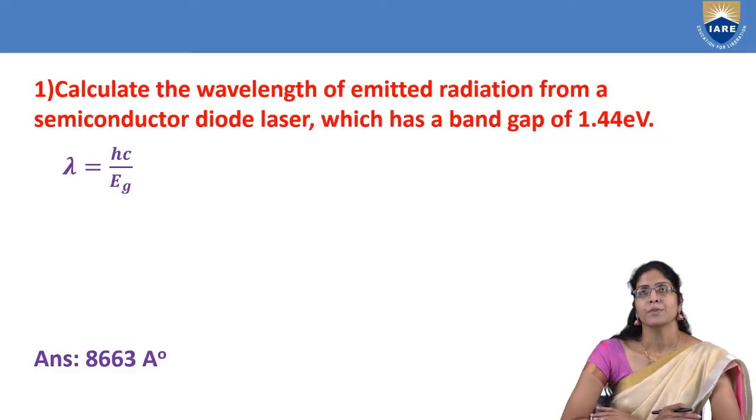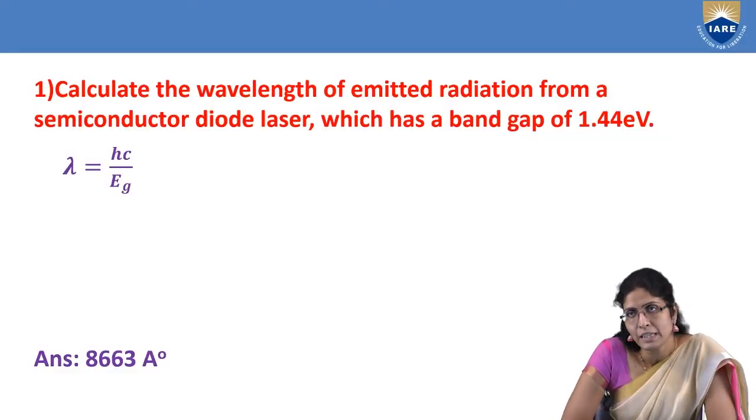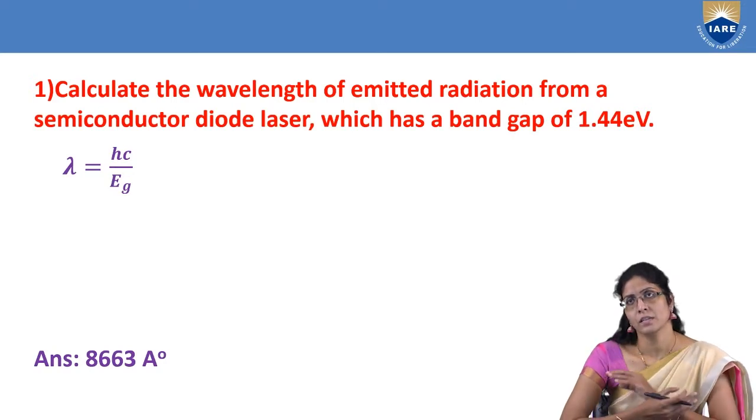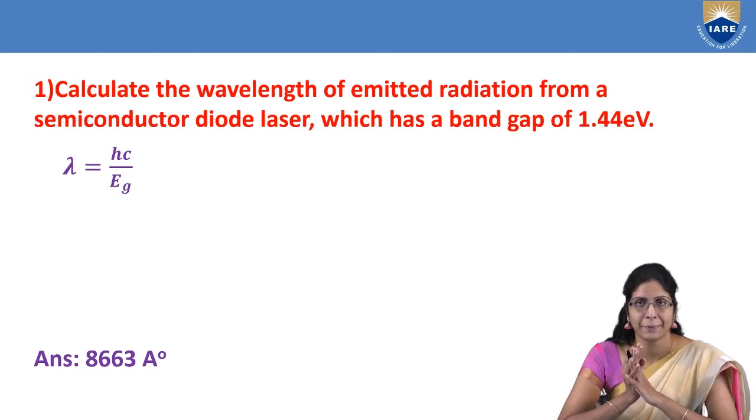The first problem: calculate the wavelength of the emitted radiation from a semiconductor diode laser which has a band gap of 1.44 electron volt. Though the semiconductor diode laser was not in the curriculum, we are just trying to understand how the wavelength varies when light is made to pass through a semiconductor with a certain band gap.